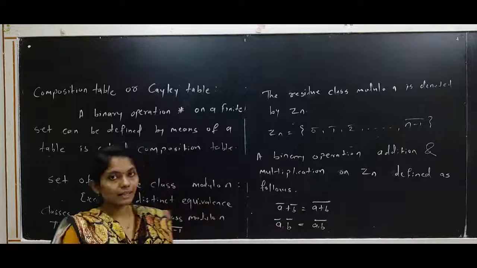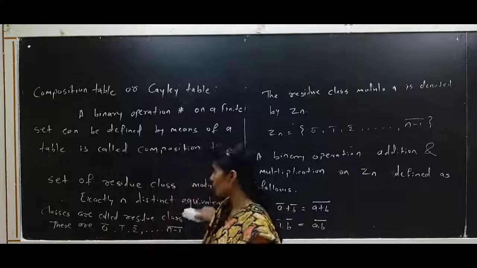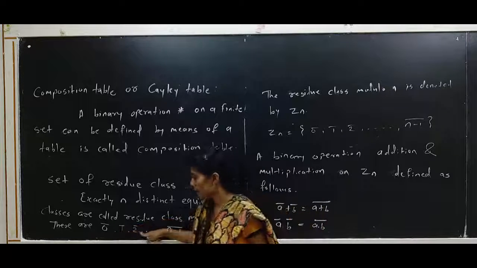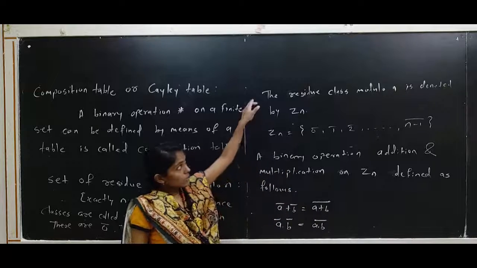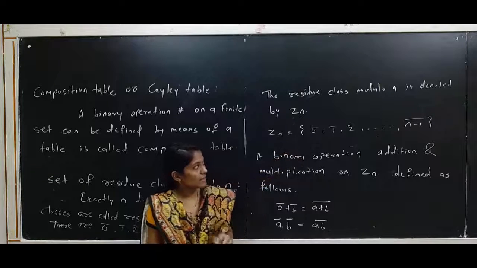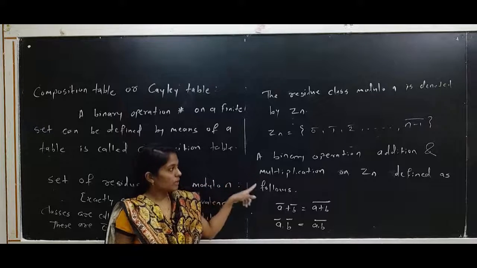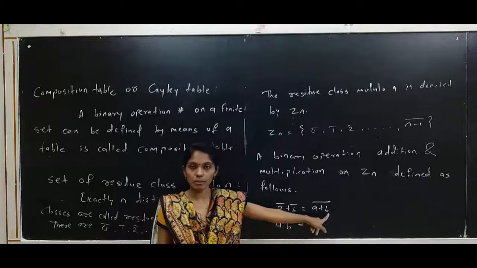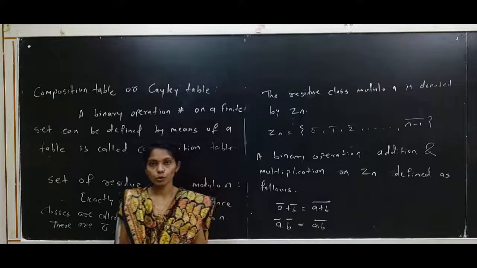So, see here, exactly n distinct equivalence classes are called the residue class modulo n. So, there are n distinct equivalence classes, 0 bar, 1 bar, 2 bar up to n minus 1 bar. Now, the residue class modulo n is denoted by Zn, and Zn is equal to 0 bar, 1 bar, 2 bar up to n minus 1 bar. Addition and multiplication on Zn are defined as a bar plus b bar is equal to a plus b bar, and a bar into b bar is equal to a into b bar.